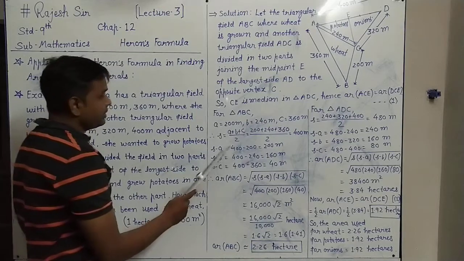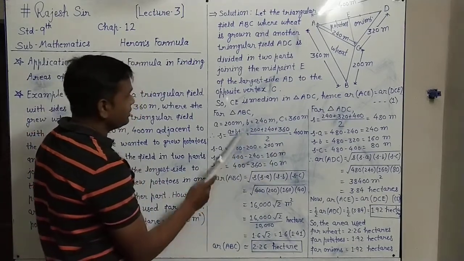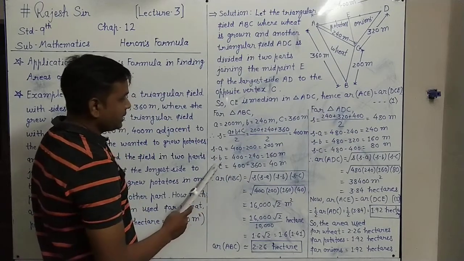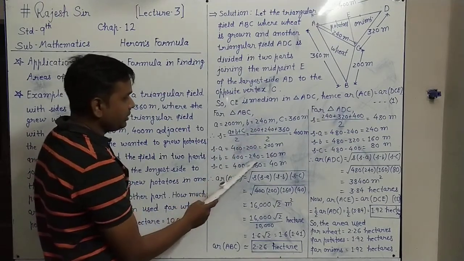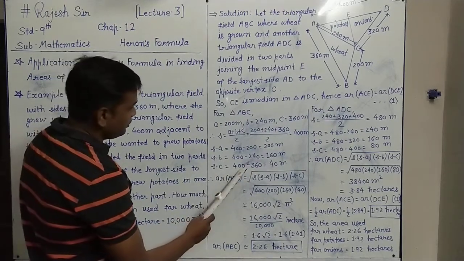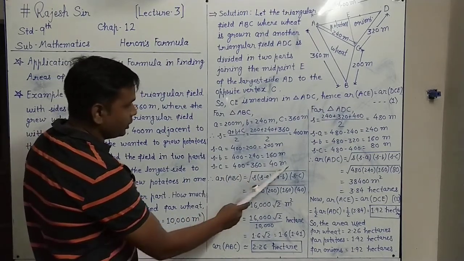So S minus A is, S is 400 minus A is 200, 400 minus 200, 200 meter. S is 400 minus B is 240, 400 minus 240, 160 meter. S minus C is 400 minus 360, it is 40 meter.